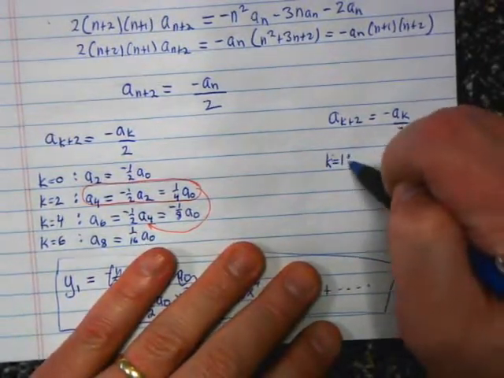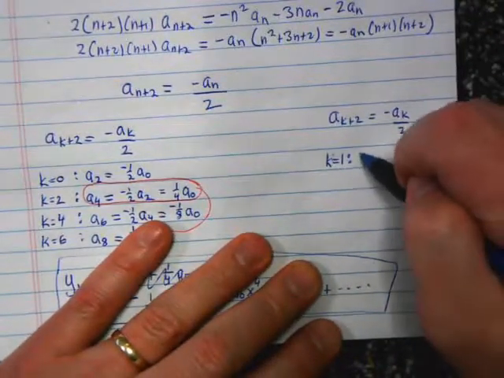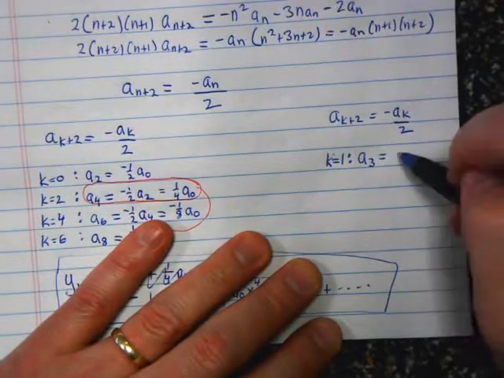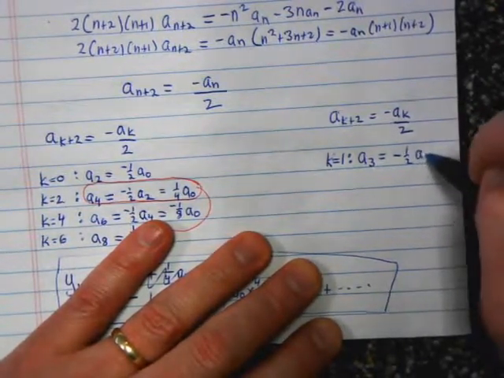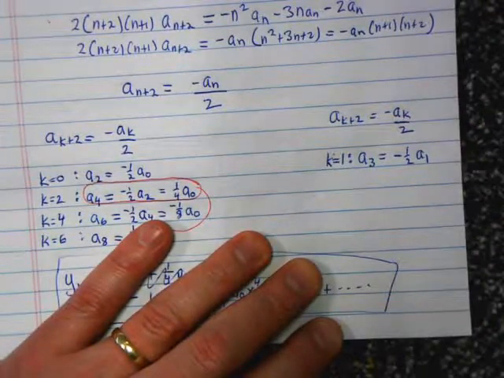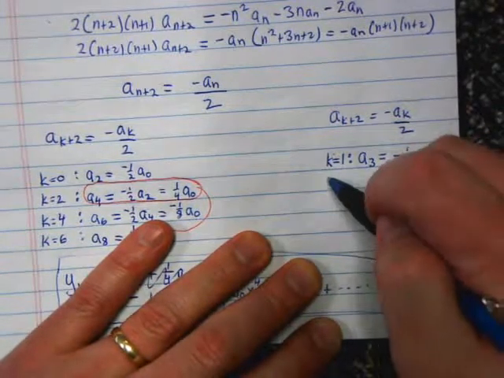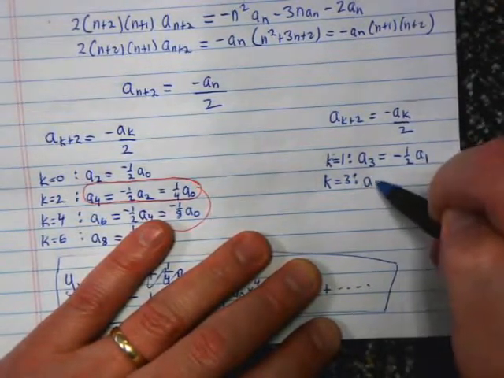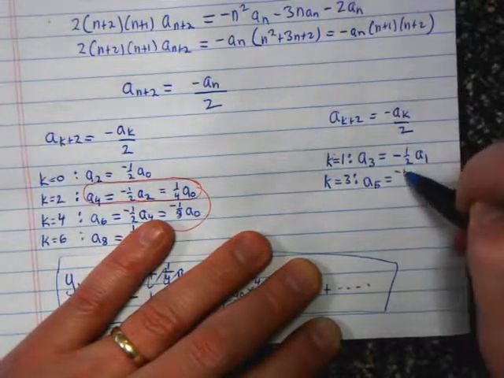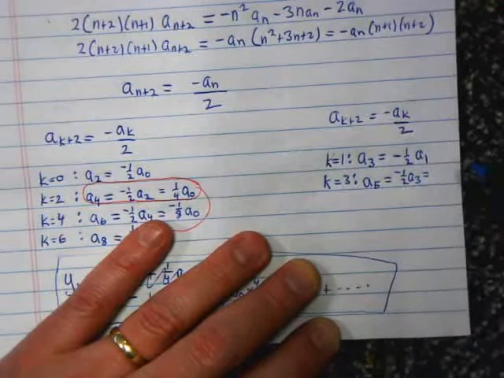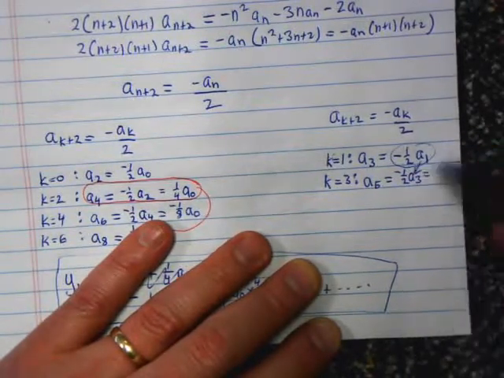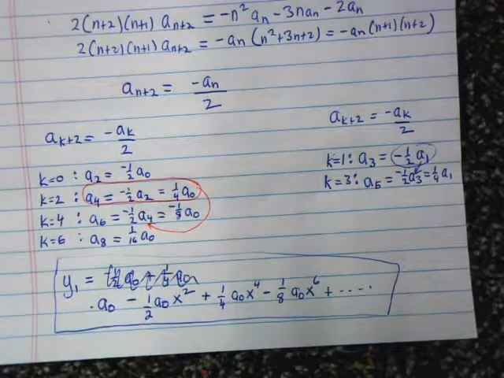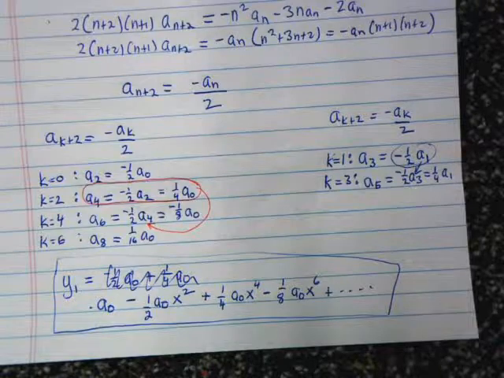So you're going to plug in k equals 1, and you get a sub 3 is minus 1/2 a sub 1. Plug in the next odd number. The next number is k equals 3. A sub 5 is negative 1/2 a sub 3. But you take this and you plug it in there. 1/4 a sub 1. And it's the exact same pattern, isn't it?